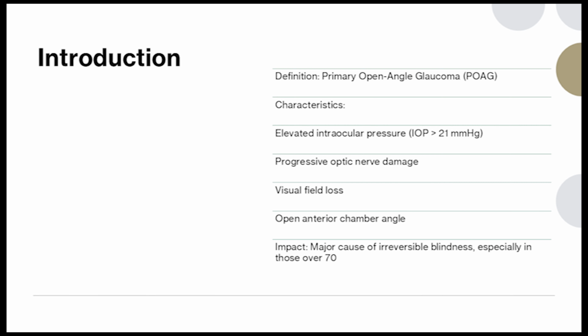Exactly. And we all know the basic definition of POAG. Right. IOP over 21, optic nerve damage, visual field loss, and of course the open anterior chamber angle. But here's a clinical pearl that I think is often overlooked. POAG frequently presents with asymmetric IOP. That's right. And you may even see a significant difference in pressure between the two eyes. And that can sometimes complicate things when you're trying to make a diagnosis.